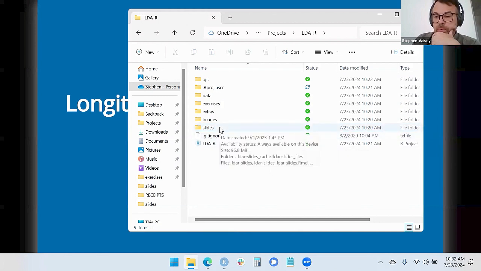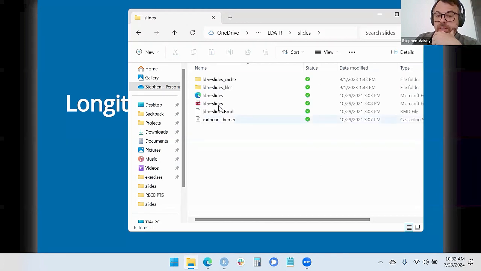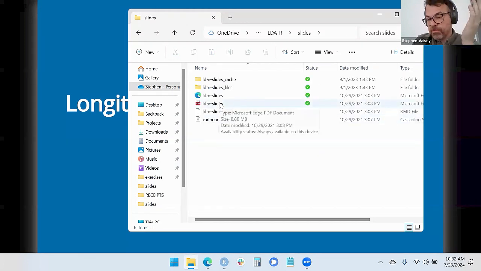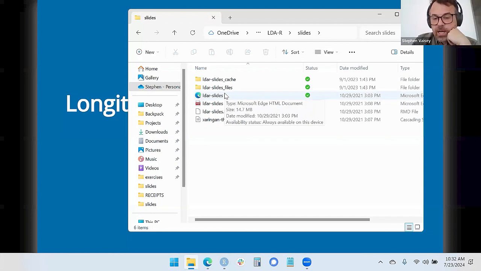Probably the most important one for now is in the slides folder. There's a PDF version of the slides, but there's also an HTML version of the slides, which is how I render them in HTML. I think I used Sharingan for this. This was in the pre-Quarto days, which is what I use now, just a few years ago.